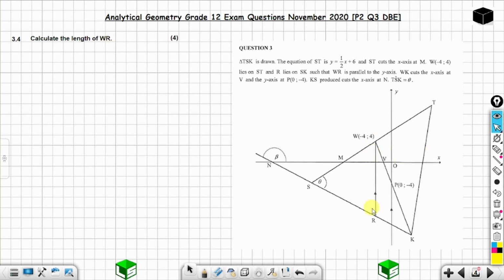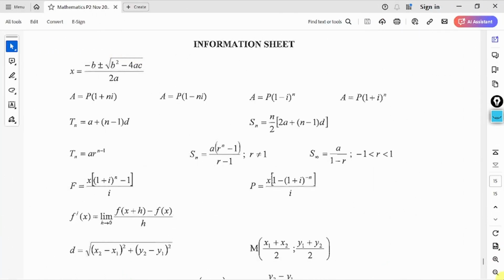We are going to use the distance formula. You can find the distance formula on the information sheet. Instead of x2 and y2, I've got xW and yW. Instead of x1 and y1, I've got xR and yR. So this is the distance formula that you need to use to find the length WR.